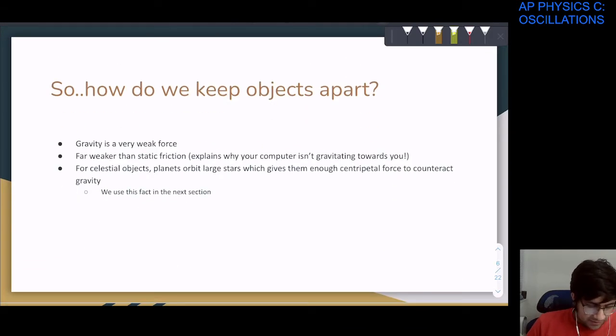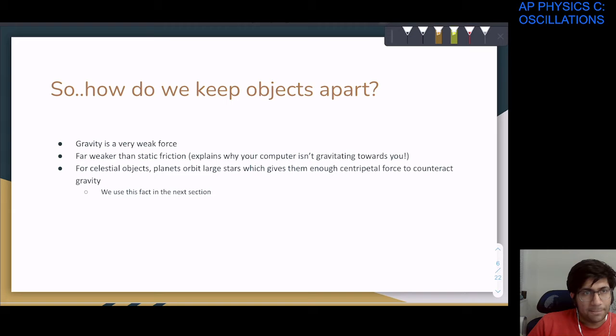All right, so one thing that I always wondered when I was learning this is, how do we keep objects apart? Like, how do we prevent objects from just all being attracted to each other? Well, it turns out that gravity is a pretty weak force, and it's far weaker than static friction. So this is why you're sitting, you're watching me on the computer right now, and you're not being attracted to the computer, because you have this element of static friction in your chair.